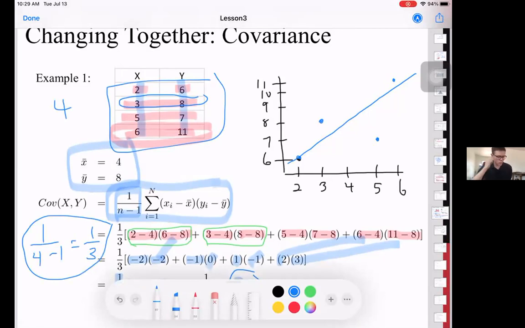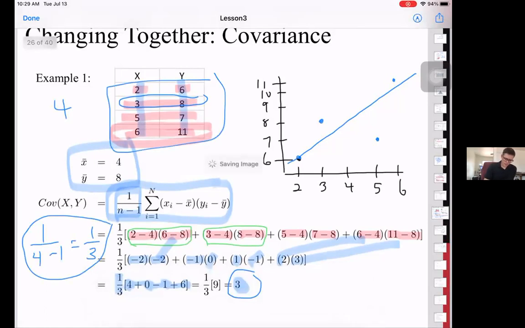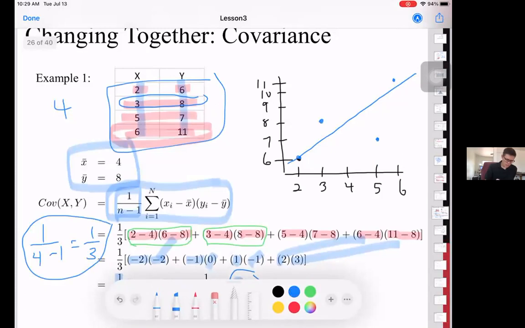Okay, how do we find X bar and Y bar? Great question. Okay. Sorry, let me declutter this a little bit.